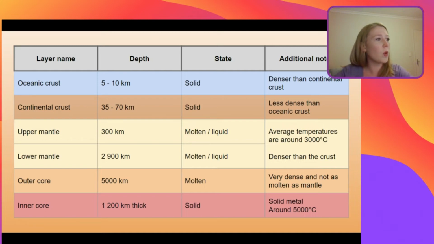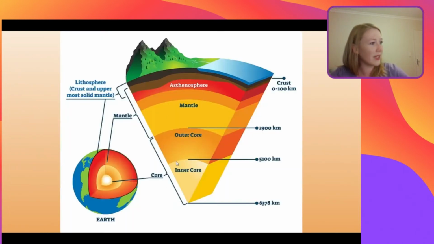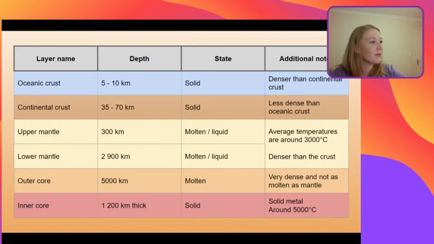The outer core, oh, that was a little typo. Sorry, this 5,000 kilometers is supposed to be how deep into the ground it goes. Go back to that first diagram. There. So it ends at about 5,000 kilometers. That's what that 5,000 is. It is also molten, but it's not as liquidy as the mantle. And then we have the inner core, which is solid, and that's about 1,200.